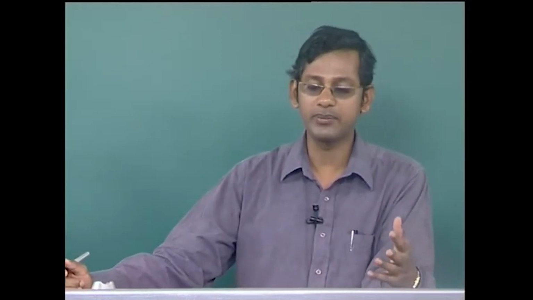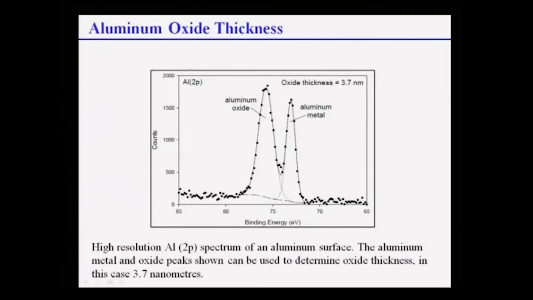Let us see what happens for aluminum. Aluminum has always some aluminum oxide on the surface, you cannot remove it. So, if you look at Al2p peaks, there will obviously be the aluminum metal and the aluminum oxide peaks. When the oxide thickness is about 3.7, in the high resolution spectrum of the aluminum surface, the aluminum metal and oxide peaks shown can be used to determine the oxide thickness. How is it to be done?